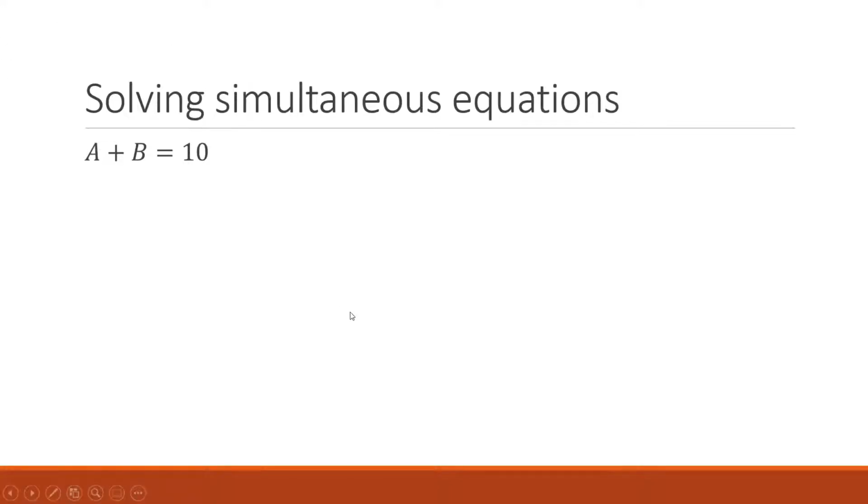10 minus b equals a. Yeah, 10 minus b equals a. But that's not a solution. That's just transposing it to make a the subject. I want a solution. Can someone give me a solution?